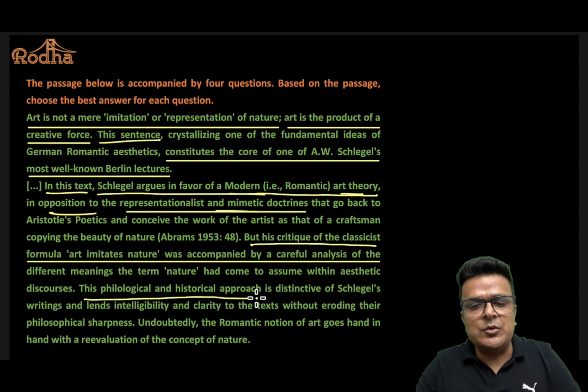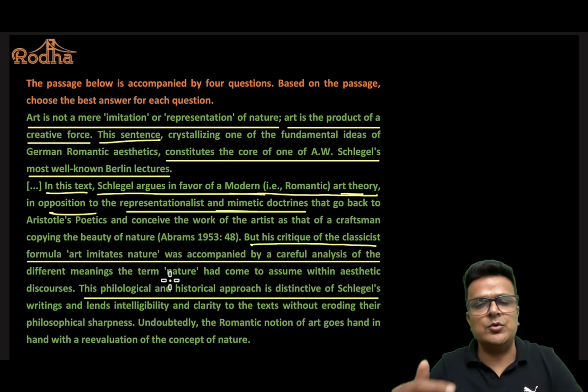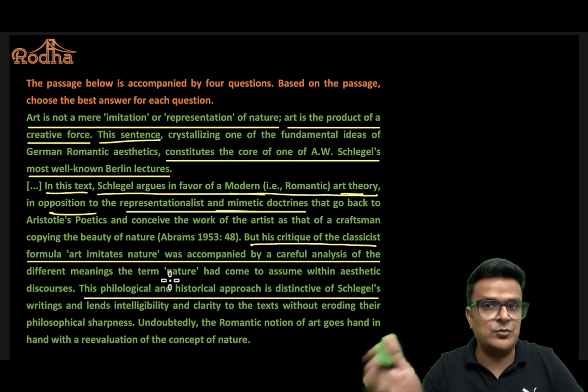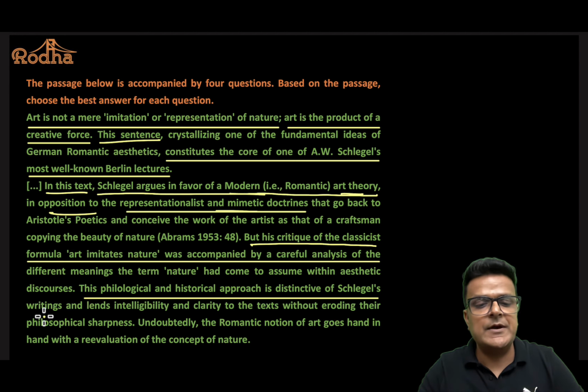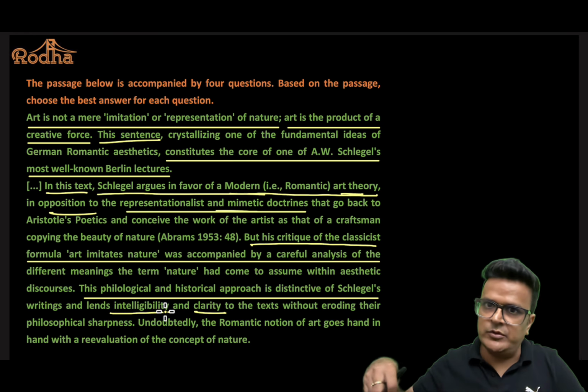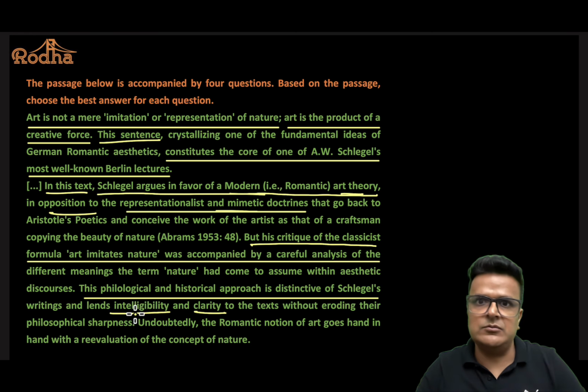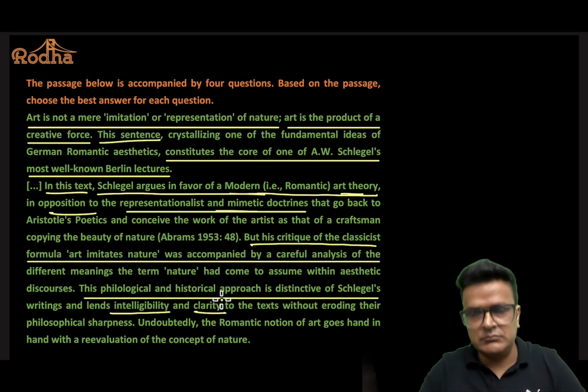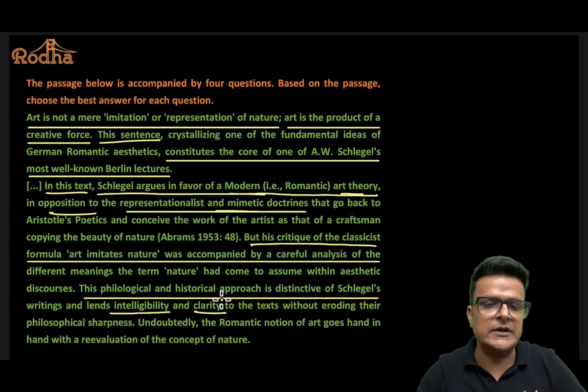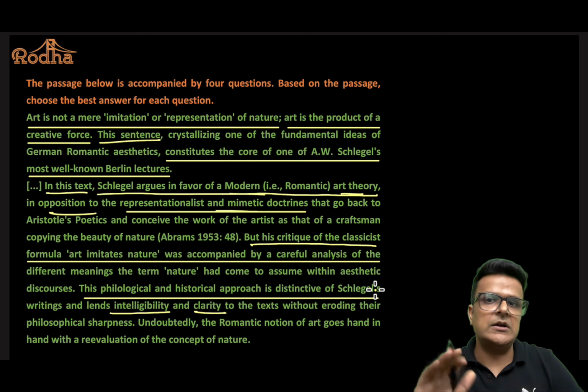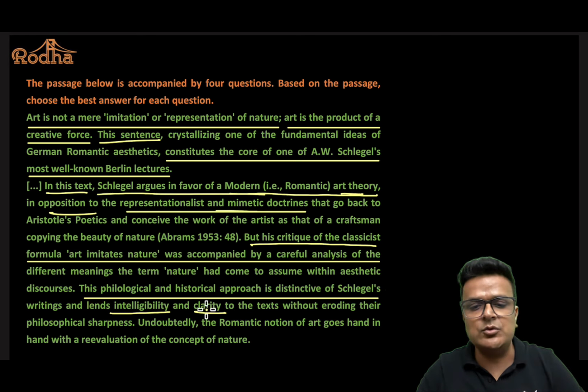This philosophical and historical approach is distinctive of Schlegel's writing. तो पहले ही बता दिया था कि ये approach Schlegel का काफी अलग है. This is a very distinct approach of Schlegel. He did not believe in copying nature. And lends intelligibility means comprehension, understanding, and clarity. This is how philosophical writings are made longer. ऐसे ही philosophical writings को वो लंबा खींचते हैं chewing gum की तरह. Intelligibility means comprehension. Clarity जो समझने में आसान हो. एक ही बात घुमा फिरा कह रहे हैं. So what they're saying is कि Schlegel ने बोला आर्ट कॉपी करना नहीं होता, और इससे उनकी जो राइटिंग थी वो काफी क्लियर हो गई लोगों को.